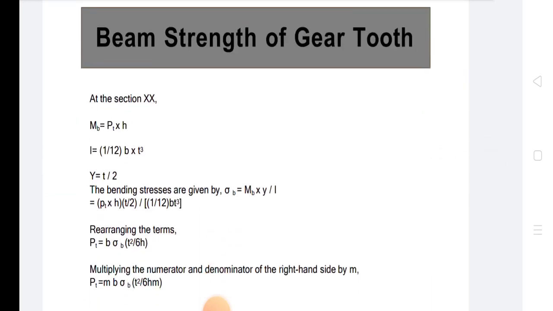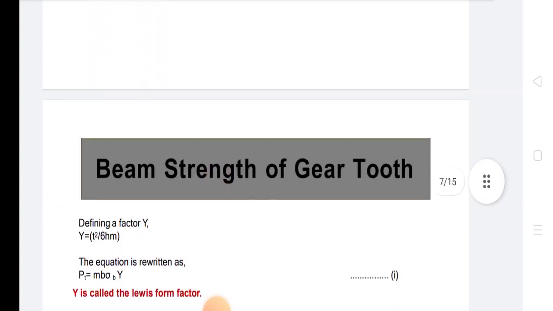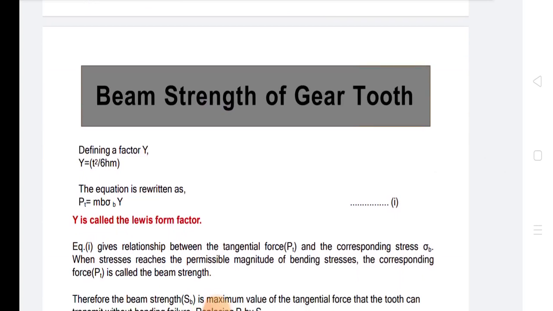In beam strength of the gear tooth at the section XX, Mb is equal to Pt into h, I, moment of inertia, is equal to 1 by 12 b t cube, y is equal to t by 2. The bending stress is given by sigma b is equal to Mb into y by I. Rearranging the terms, Pt is equal to b sigma b t square upon 6h, multiplying the numerator and denominator of the right hand side by m. Pt is equal to m b sigma b into t square upon 6hm. Defining a factor Y is equal to t square by 6hm, the equation is written as Pt is equal to m b sigma b Y.